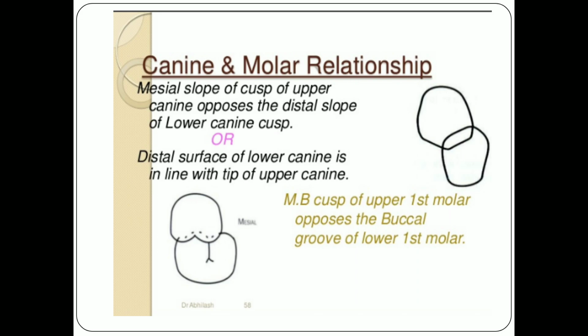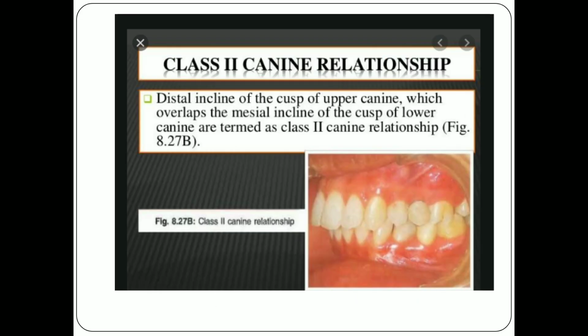And you know about the class 1 molar relationship also very well. The mesiobuccal cusp of the upper permanent first molar coincides with the mesiobuccal groove of the lower permanent first molar. This is your class 1 relation. Everyone should be familiar with this, and every examiner expects class 1 canine and molar relationship.